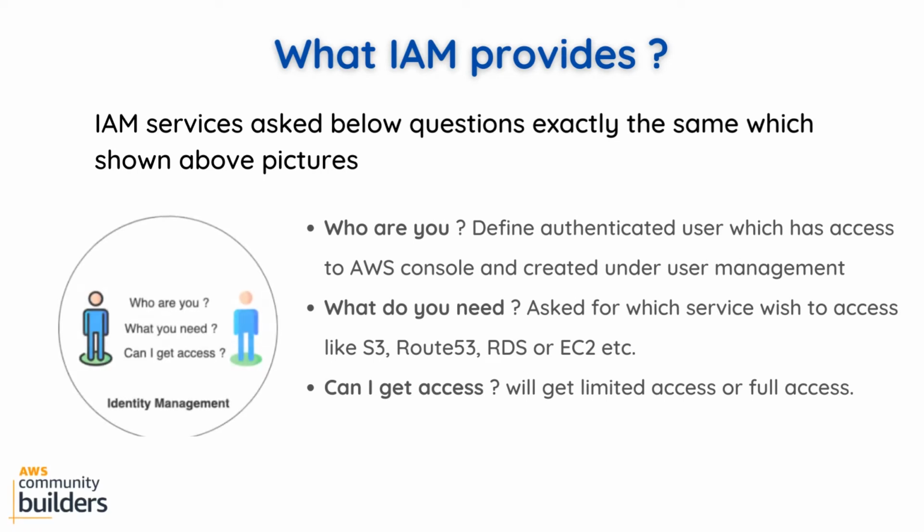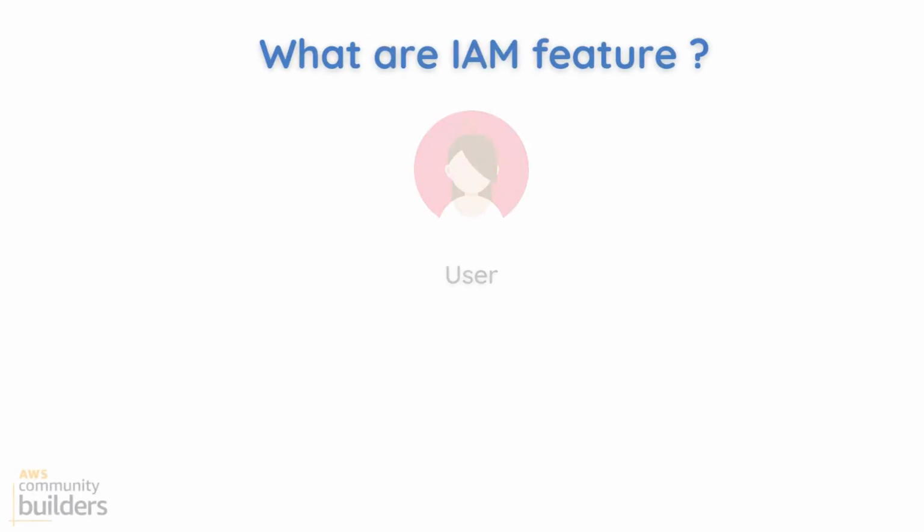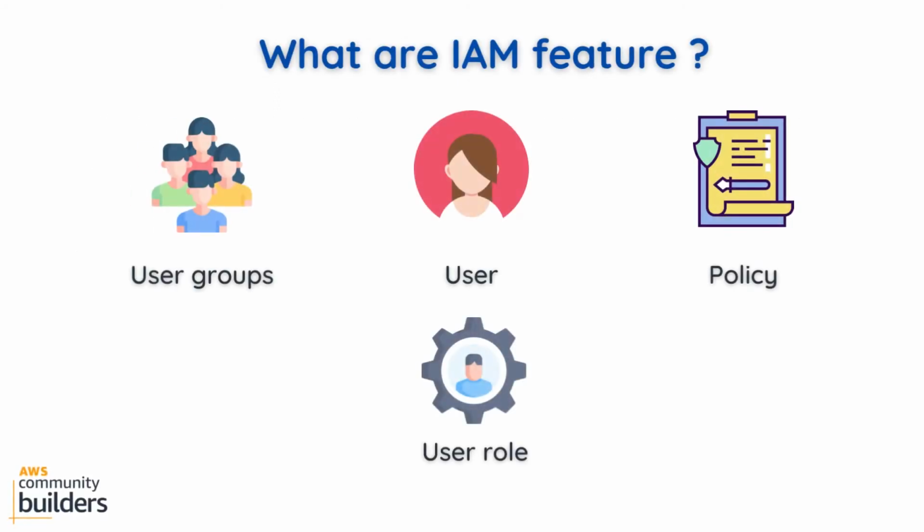What does IAM provide? IAM asks the questions shown in the picture. Who are you? This defines the authenticated user who has access to the AWS console and is created under user management. What do you need? It asks which service you wish to access, like S3, Route 53, RDS or EC2. Can I get access? You will get limited access or full access. What are the IAM features? First, user groups. Second, users. Third, policies. Fourth, roles.